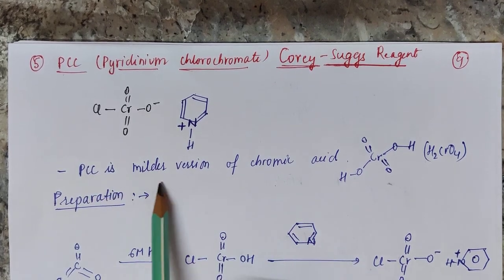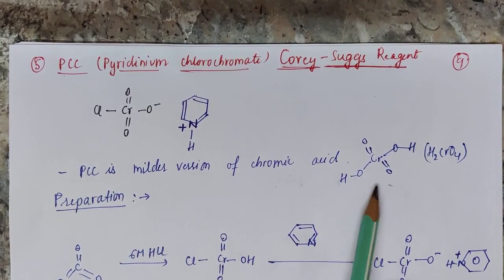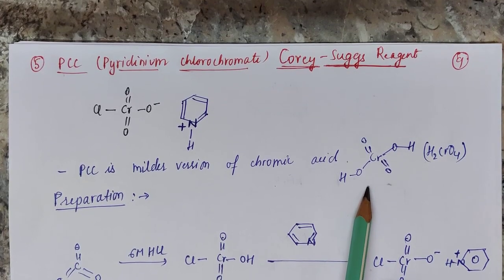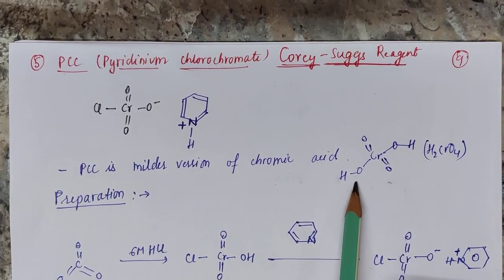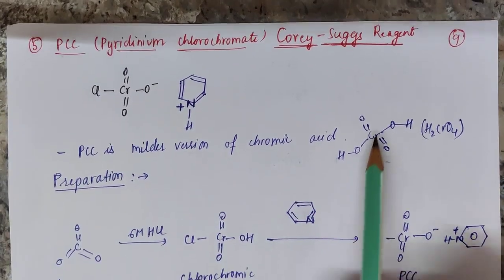It's a milder version of chromic acid. This is the structure of chromic acid, H2CrO4. So it's a slightly milder oxidizing agent as compared to chromic acid.